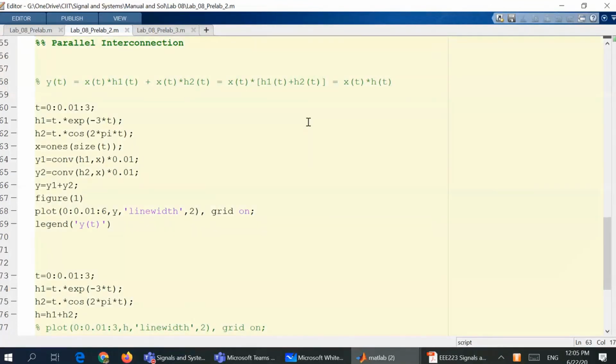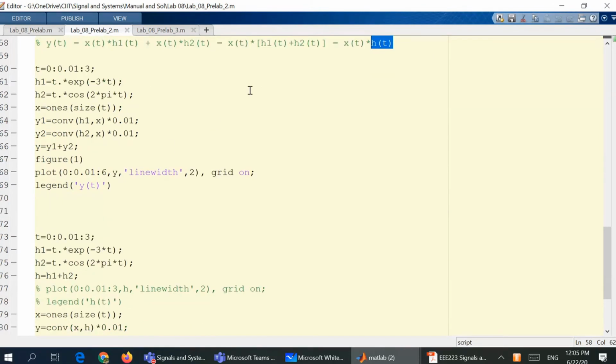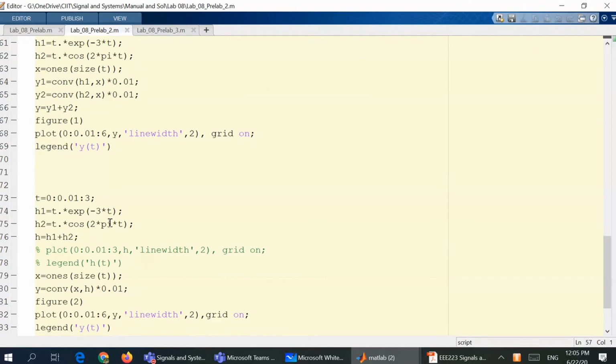Okay, let's prove if this is true or not. For that, we will first find the left hand side of the equation, and then we will find the right hand side of the equation, where h of t will be simply the addition of the impulse responses of the systems. So here h1 is this, h2 is the same, and x is also the same. We calculated the left side, and similarly we calculated the right side, where h is found by adding h1 and h2.